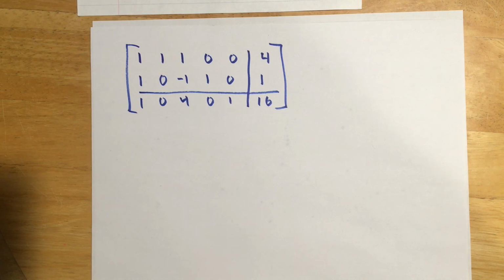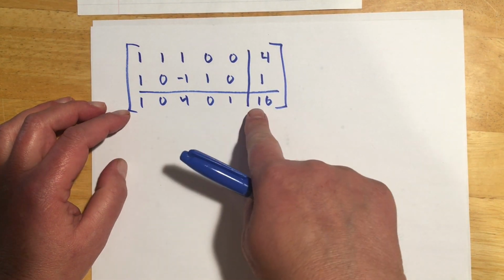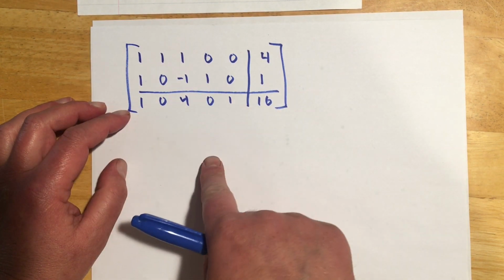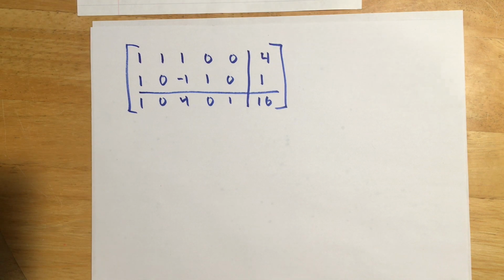So step 7 is if all the indicators in the bottom row are positive, which in this case they are, we go on to step 8. If there are still negatives, we'd have to go back and repeat steps 4 through 6. Step 8 is set all the non-basic variables to 0 and read the basic variables and the objective function from the rows of the matrix.